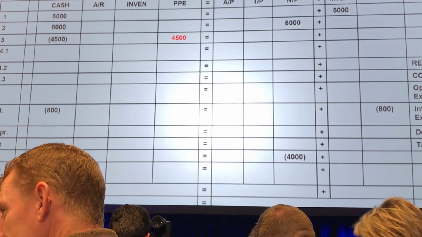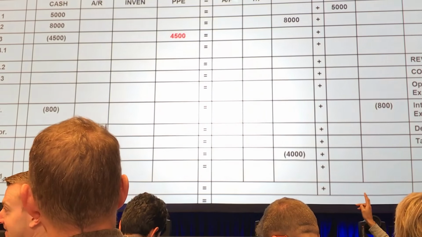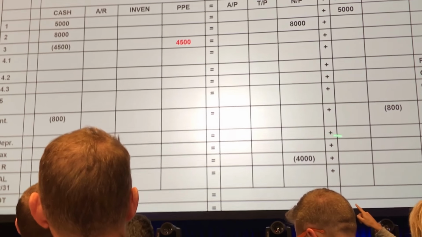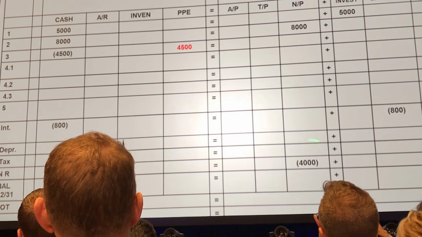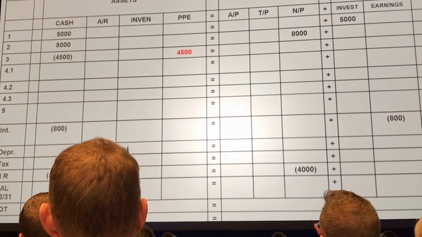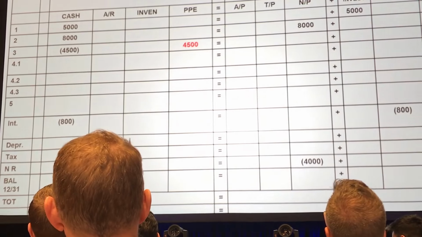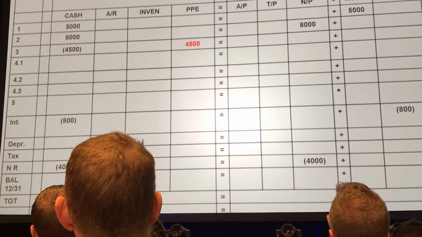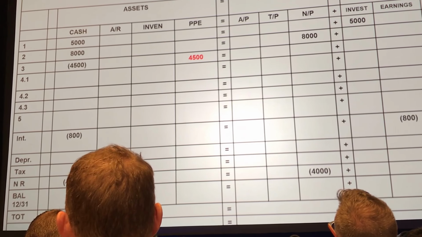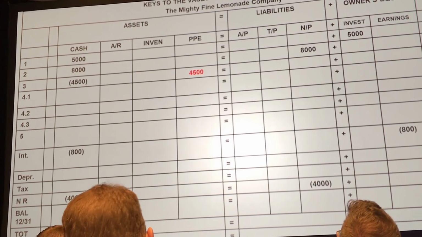Okay, depreciation. Look at the right-hand slide in the front. Right-hand slide is where I'm going to operate so that everybody can see. Here's a line right here called depreciation. You see that line right there? I'm going to depreciate the property, plant, and equipment by $1,500. And depreciation is an expense, and expenses reduce earnings.